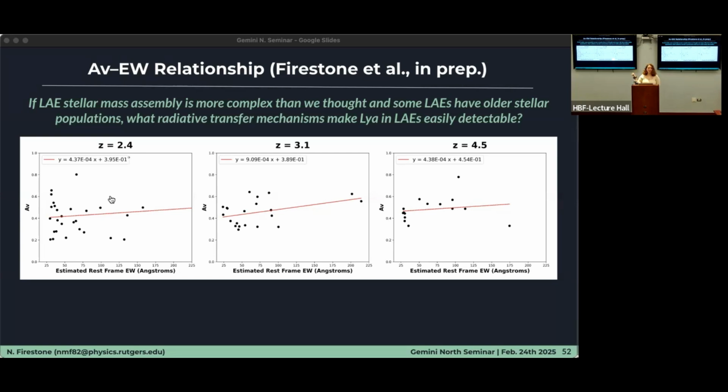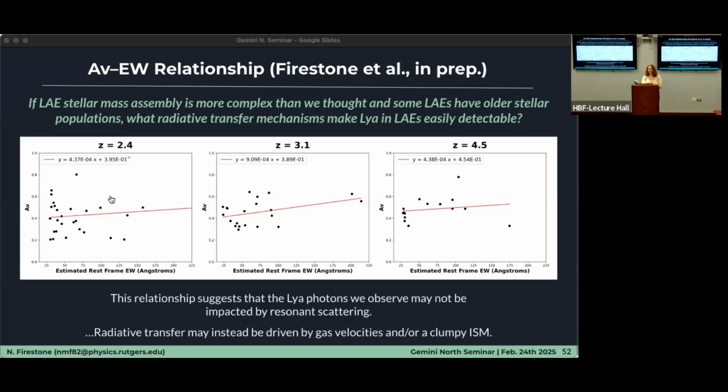But that is not at all what we're seeing here. We're not seeing an inverse correlation. We're not even seeing no correlation. We're seeing a positive correlation. So if we instead assume that the photons that escape the LAEs didn't see a multiplied dust column, then this would imply that it's actually gas velocities that could be driving the radiative transfer of LAEs, and that would make more of a difference than the dust.